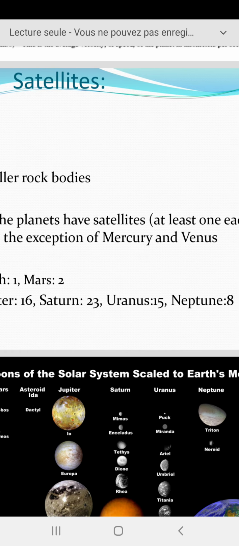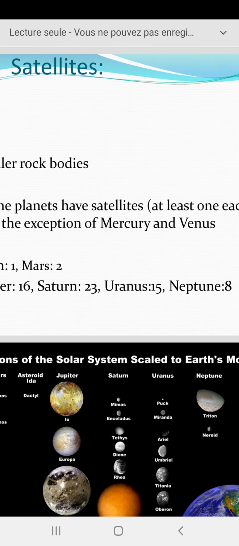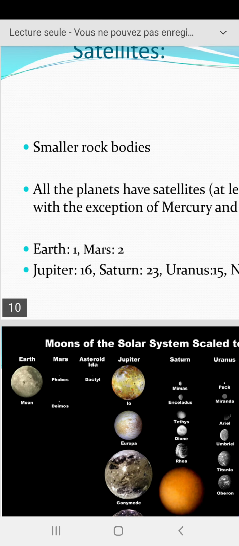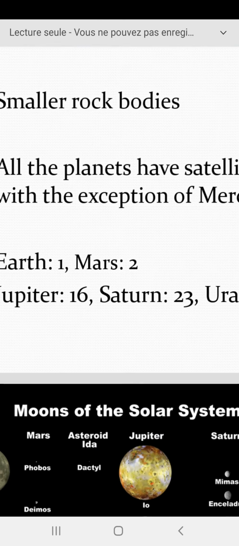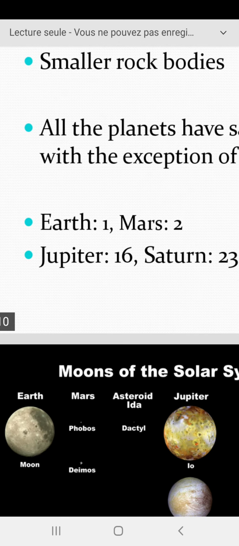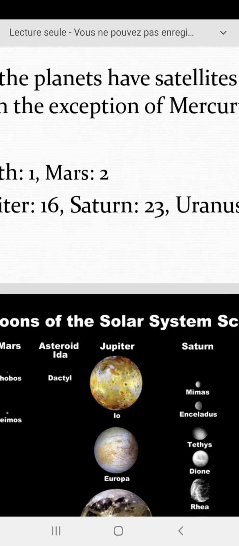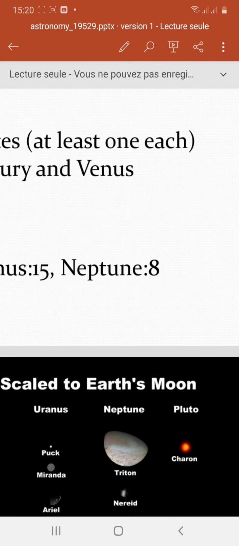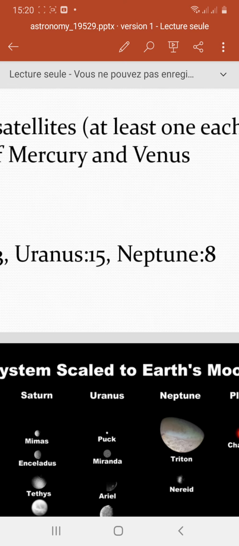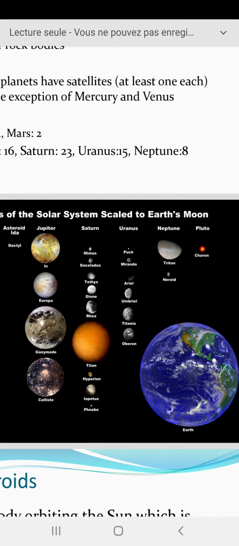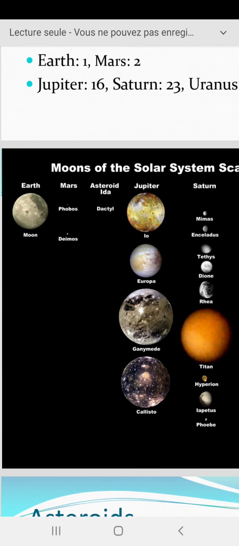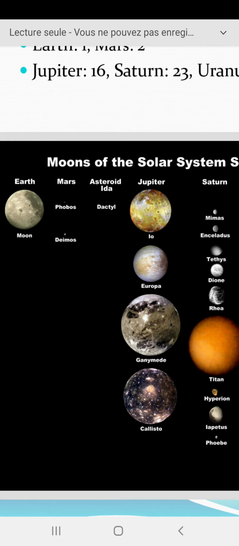With the exception of Mercury and Venus, these two planets do not have any moons, right? For example, Earth has one moon, Mars has two moons, Jupiter has 16 moons, Saturn has 23 moons, Uranus has 15 moons, Neptune has 8 moons. Now, another picture shows the moons, Earth and its moon, right? Mars has two moons, Phobos and Deimos.